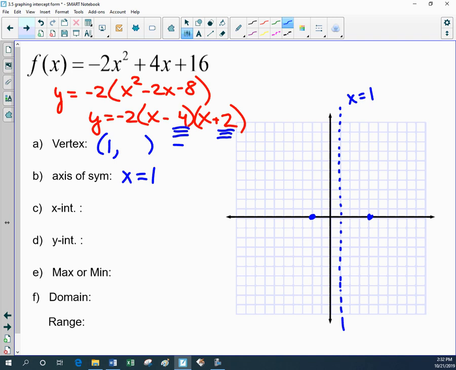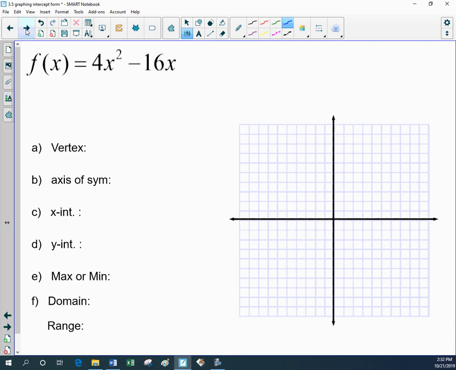The x-intercepts, we know from looking at our graph. The y-intercept, we can actually cheat. You can look up here. Remember, in standard form, the value of c is going to tell us the y-intercept. So the y-intercept would be at 0, 16, and the rest is the same as what we've been doing.